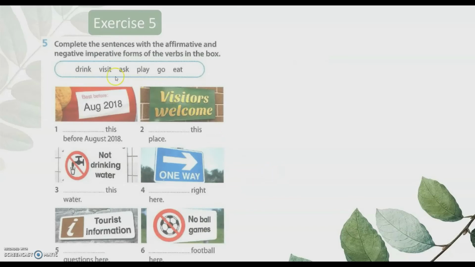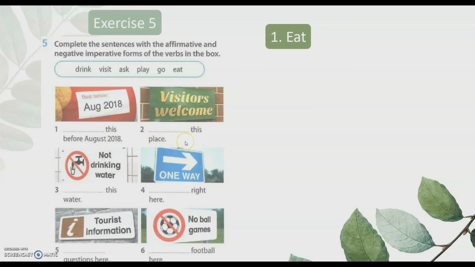Okay, exercise number 5. Complete the sentences with the affirmative and negative imperative form of the verb in the box. Affirmative is positive, and negative. Let's see the first one. Blank days before August 2018. The answer is eat this. Eat, E-A-T, eat this before August 2018.